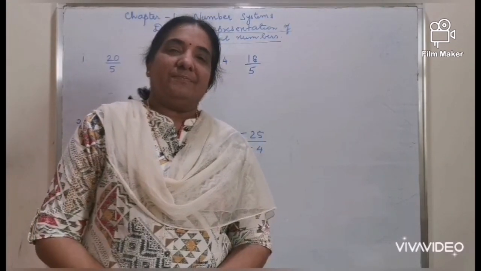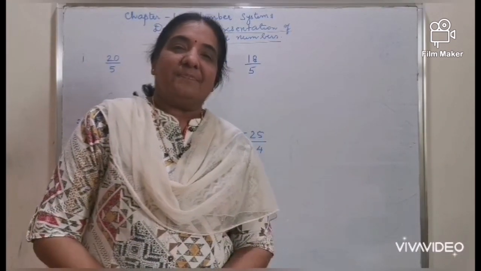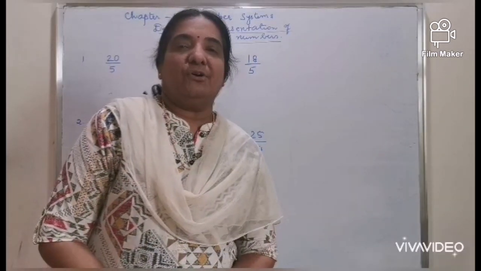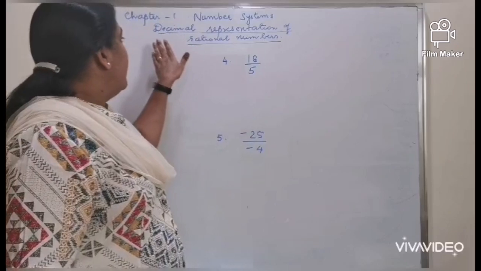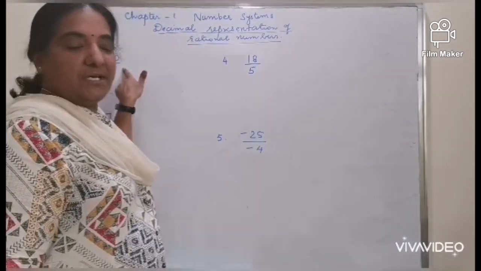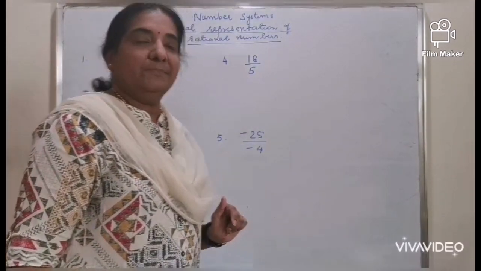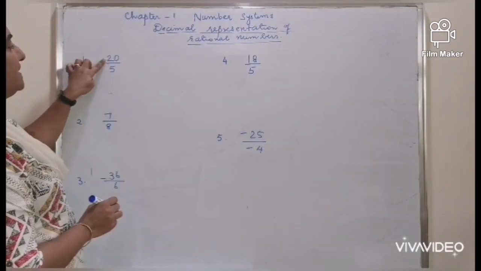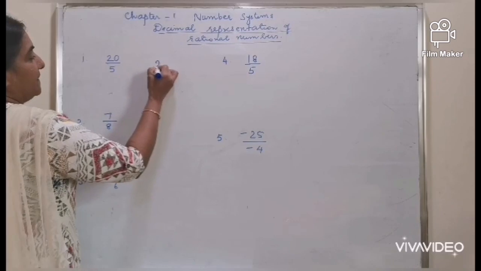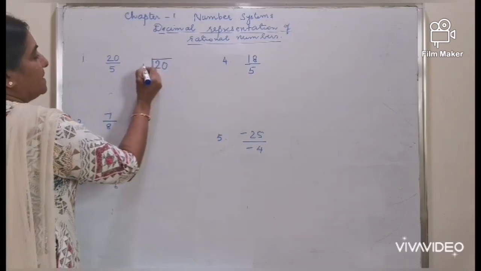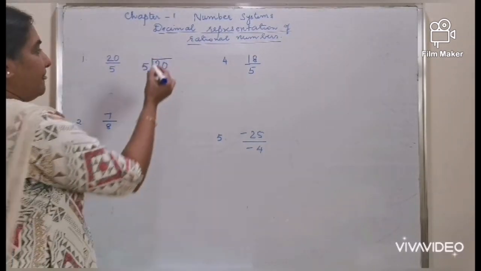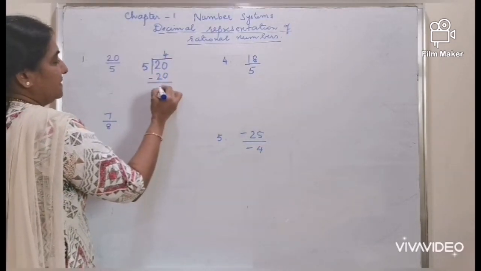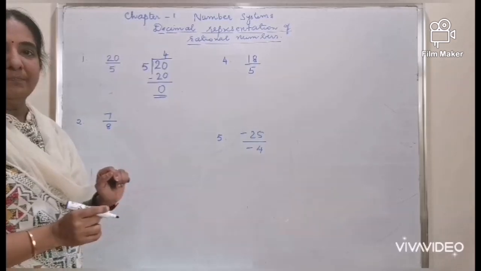Good morning, children. In today's class, first we will check the decimal representation of the following rational numbers which are mentioned on the board. The first rational number, 20 by 5, with actual division, 20 divided by 5. 5 fours are 20. Subtracting, the remainder is 0.